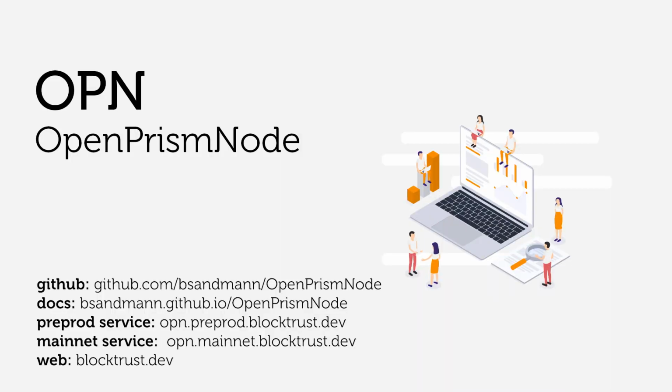OpenPrismNode will stay 100% open source, and BlockTrust will keep the public mainnet and pre-prod nodes running free of charge for the community. Thanks for the support, and head over to our GitHub page and the documentation for more information.